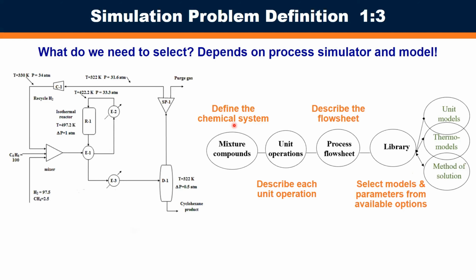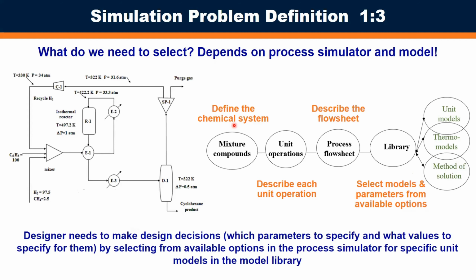And we do this through a series of models for the unit operations, the thermodynamic property prediction, the type of method of solution we're going to use. Are we going to do sequential modular, equation-oriented simulation, and so on? Those are general steps that are not specific to a certain piece of software. They all do this in some shape or form. They may do it slightly different, and the user interface might be slightly different, but the same steps will have to take place. As a designer, you need to make design decisions.